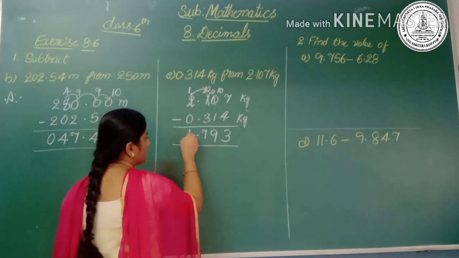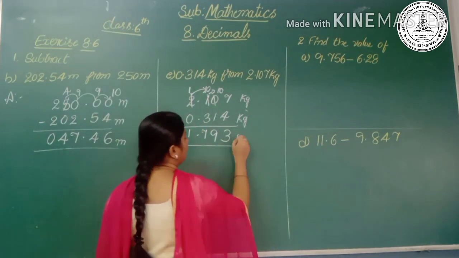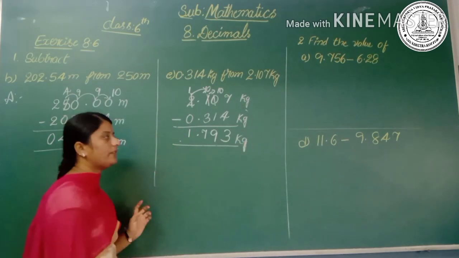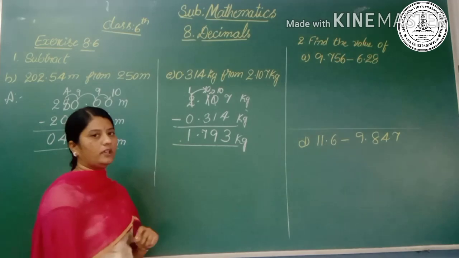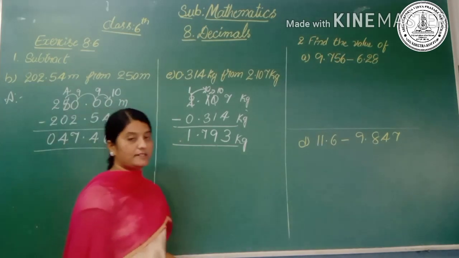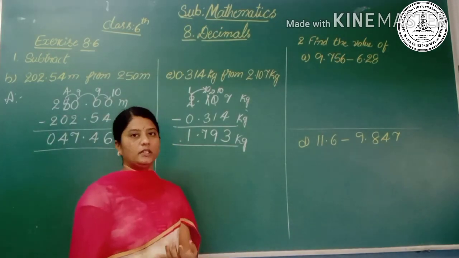1 minus 0 is 1. Yes, what is the difference here? That is 1.793 kg. Okay. Then the rest of the problems you have to do on your own in the notes.